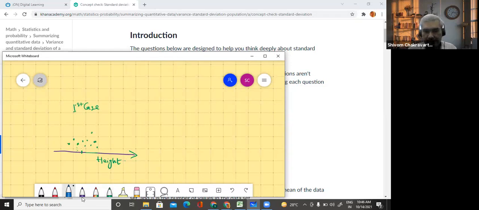Another set of data is like this. Somewhere is the mean of the height. One person's height is here, another height is here, third person's height is here, fourth person's height is here. This is the second. So pictorially we have tried to show this. Now, in which of these cases do you think the data is more distributed, more spread out? First case or second case?